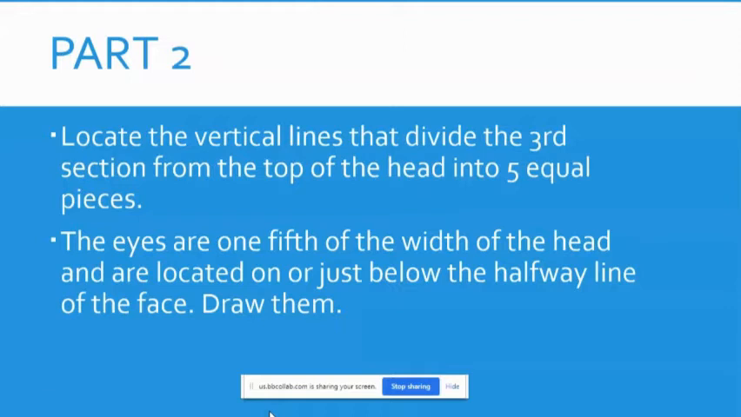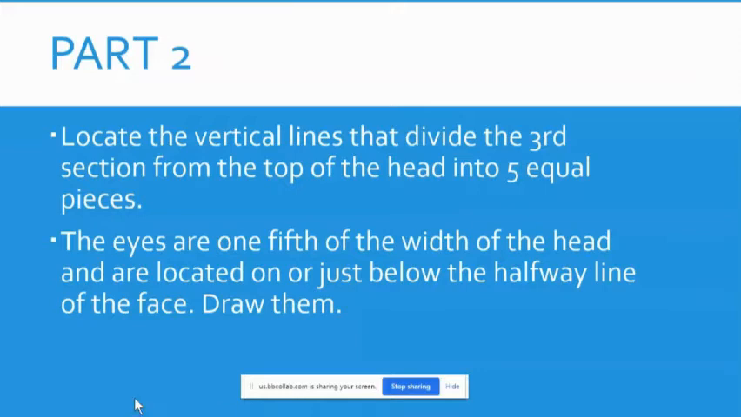Okay, so for part 2, once you have done the hair, you're going to locate the vertical lines that divide the third section from the top of the head into 5 equal pieces. So your eyes are halfway down your face and they are 1/5 the width of your head. Now we are going to work on drawing those 2 eyes.